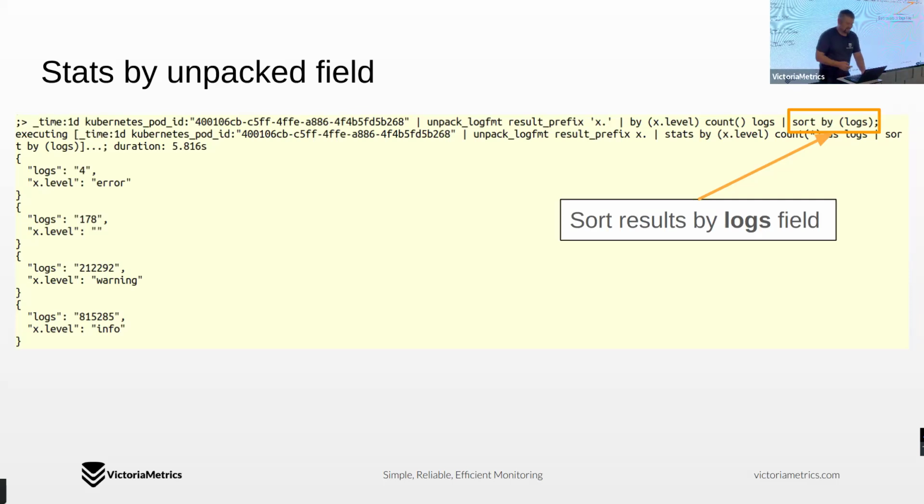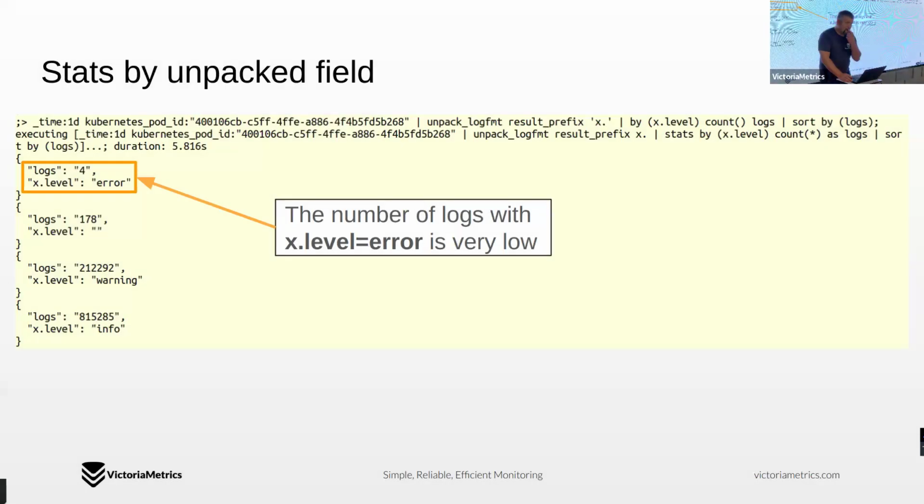And as you can see in the response, most of the logs contain level info. It's 8,000 logs for the last day, and only 4 logs for the last day contain level error. So we can investigate these level error logs. Focus on these level error logs.